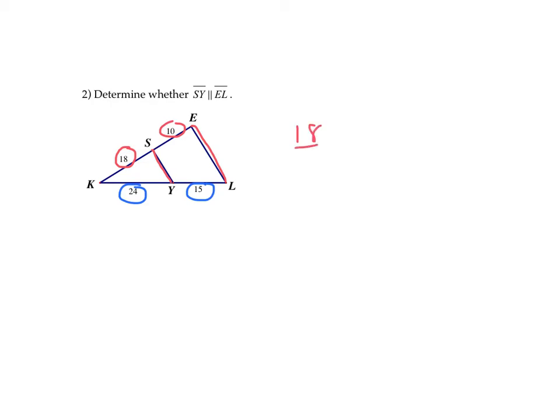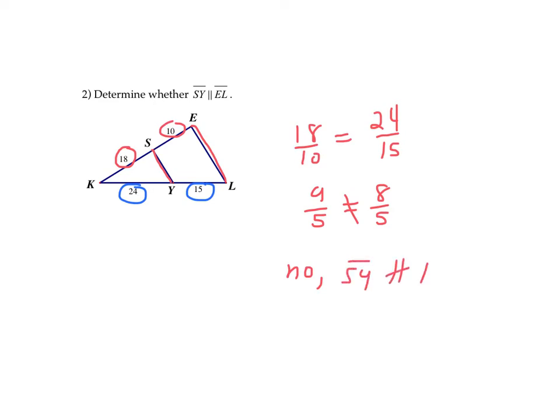We have 18 over 10, and see if it's equal to 24 over 15. So simplify both of the fractions. In the first case, divide by 2, we get 9 over 5. In the second case, 24 over 15, the common factor would be 3. Dividing by 3 leaves us with 8 over 5. Obviously, they're not equal to each other, so the answer is no. Line segment SY is not parallel to line segment EL.